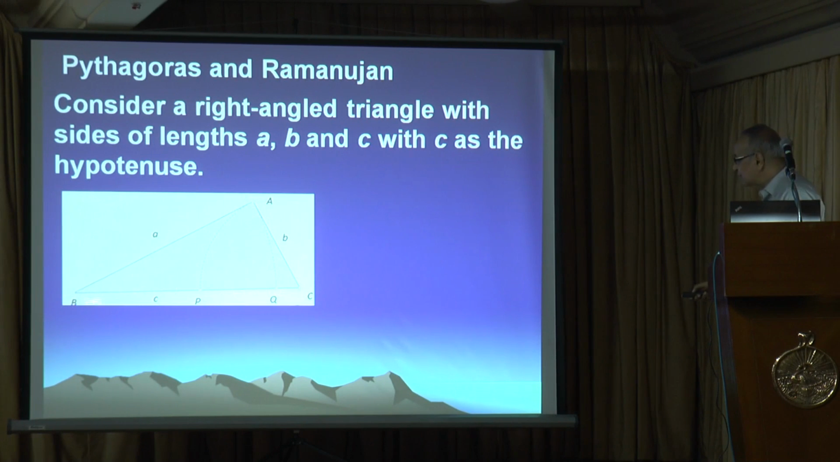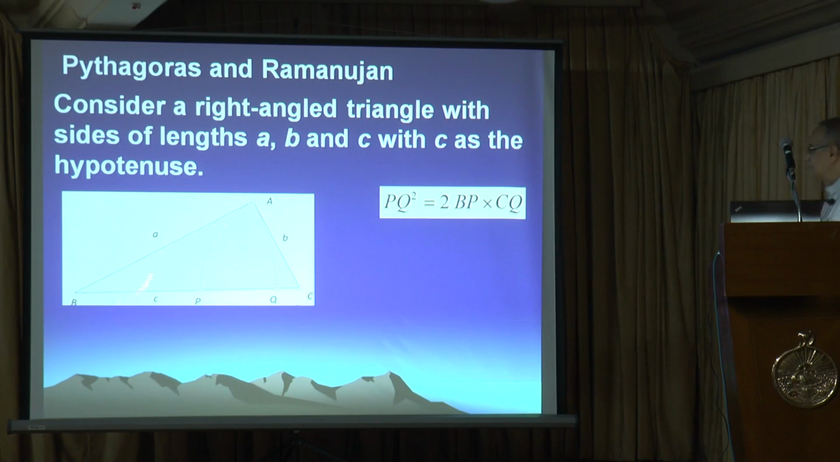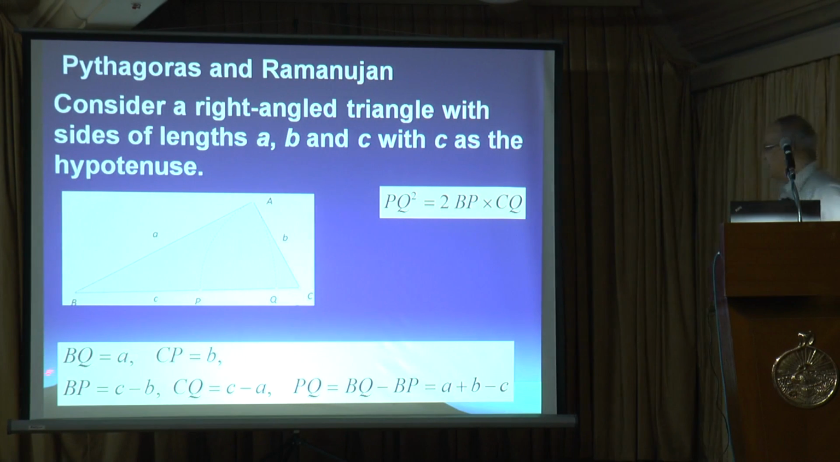Now we get a point Q such that BQ is A, and we get a point P such that CP is B. I take this circle, I take this circle. So I get P and Q on the hypotenuse. What Ramanujan said, you can show that PQ squared will be 2 times BP into CQ. It is very simple, there is really nothing big in it. Sorry, BQ is A and CP is B. And BP is C minus CP, that is C minus B, and CQ is C minus A, and PQ is BQ minus BP, that is A minus C plus B.